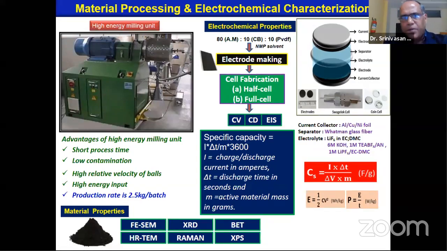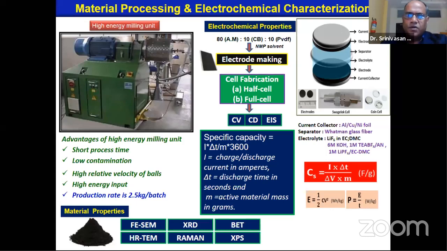So with this, we make the slurry and then coat it on either aluminum foil or copper foil. We make the electrode and then we do the testing in half cell or full cell mode. Similarly, for coin cells also, we fabricate and then do the testing. I'll also be talking about the development of porous carbon material for supercapacitor application. More or less, the electrode processing is the same for both lithium-ion battery and the supercapacitor.